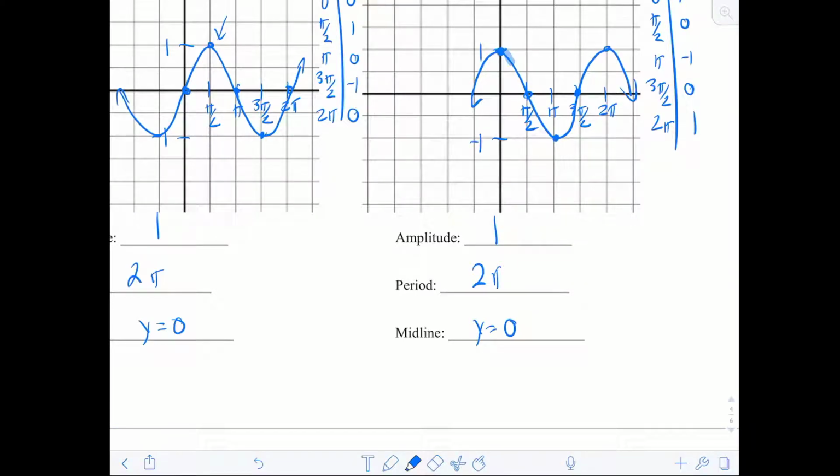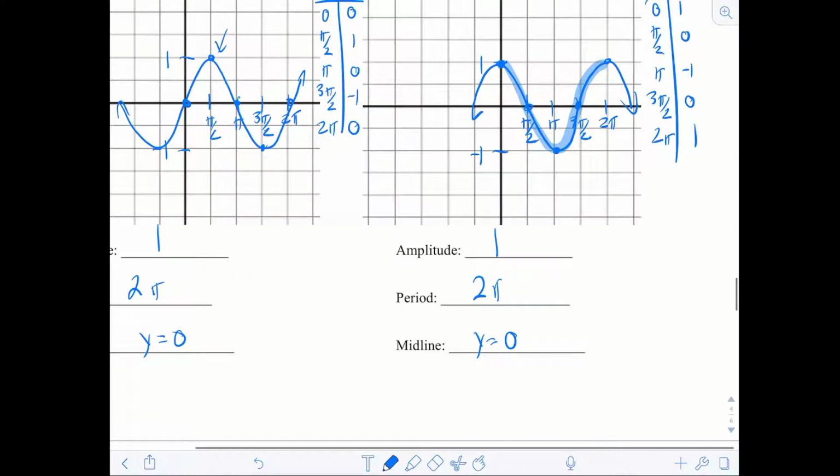Remember, period means that when does it complete one full rotation or one cycle, and that completes it in 2 pi. The amplitude refers to if I have some type of middle line, which is known as my midline, what is the distance from the midline to the highest point, or from the lowest point to the midline? So this is my amplitude. And in this case, in both the case with sine, that was actually also 1.